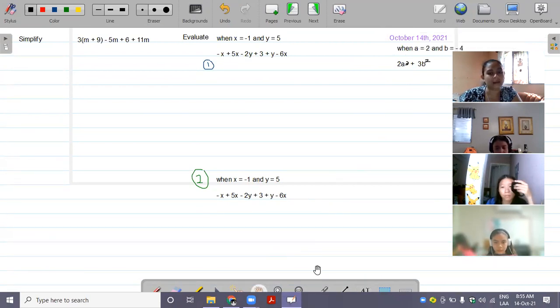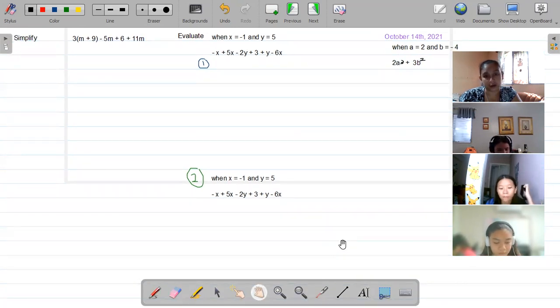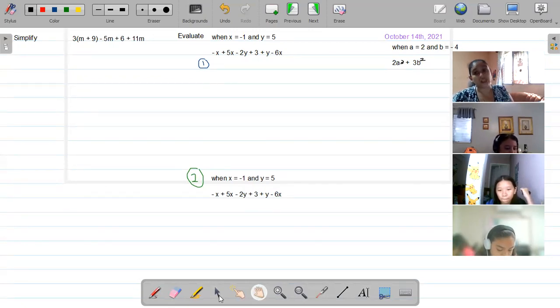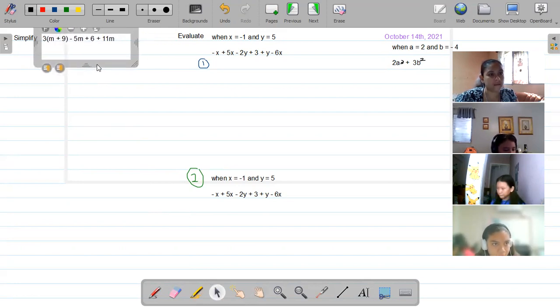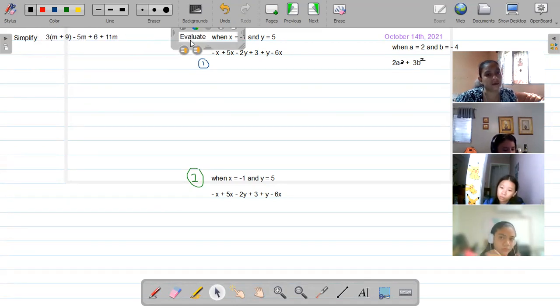And today we're going to practice simplifying expressions and evaluating expressions. We're going to have two different methods for evaluation of expressions, and you can use whichever method you like. Okay, on the first one, our first expression is just to simplify. We're not going to evaluate or anything. We're going to simplify the expression given, which is 3 parentheses m plus 9 close parentheses minus 5m plus 6 plus 11m.